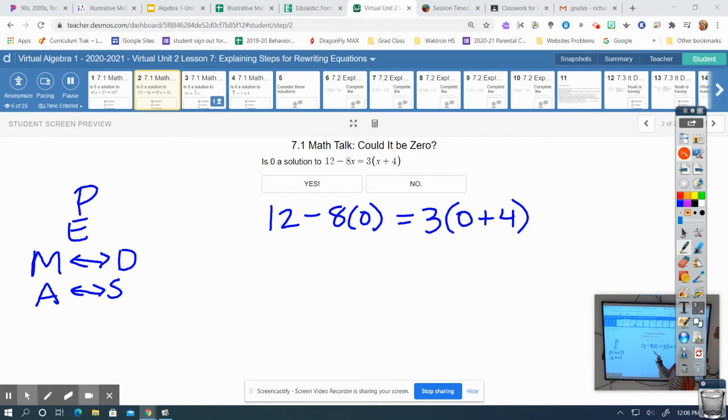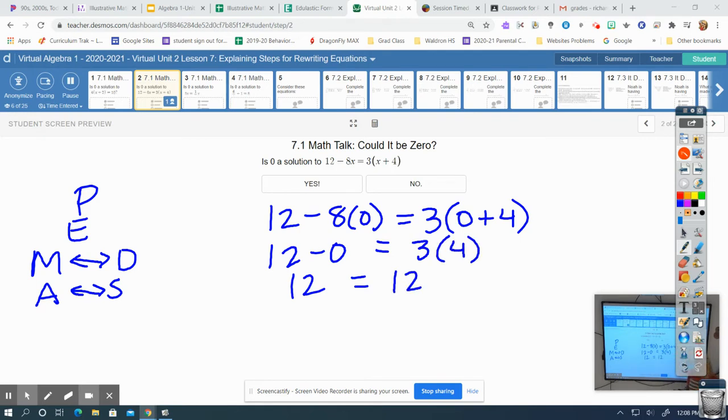All right, so then we've got some multiplication here. Negative 8 times 0 is 0. 12 minus 0 is 12. On this side, 0 plus 4 is 4, and 3 times 4 is 12. So 12 is equal to 12.